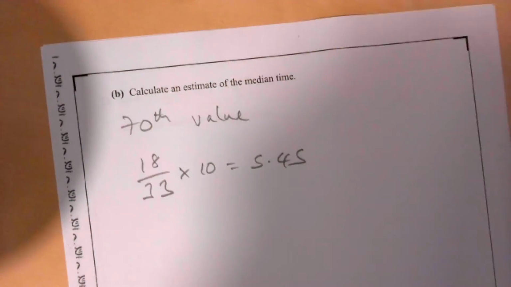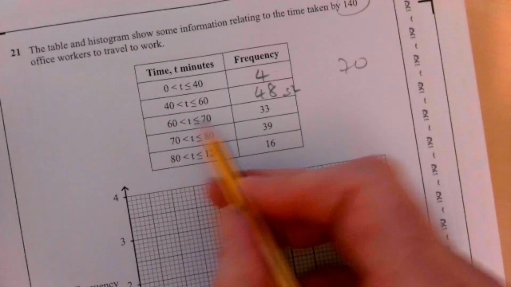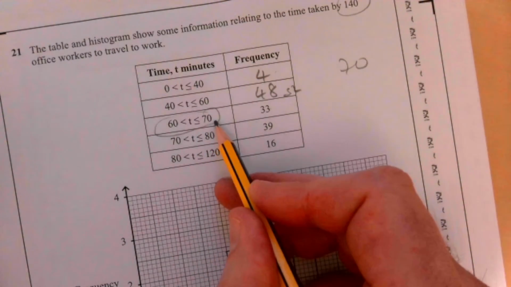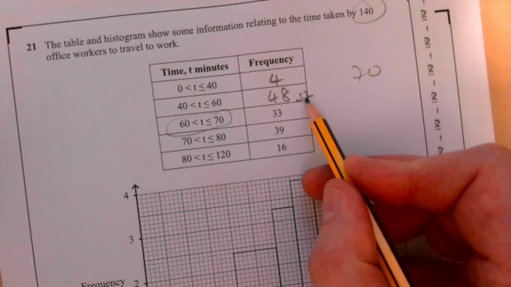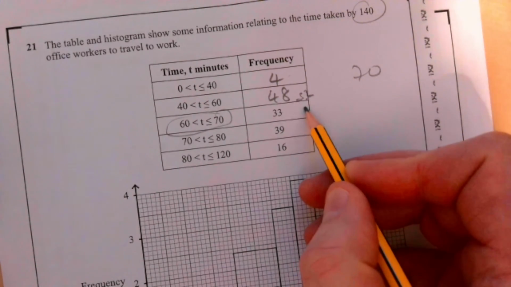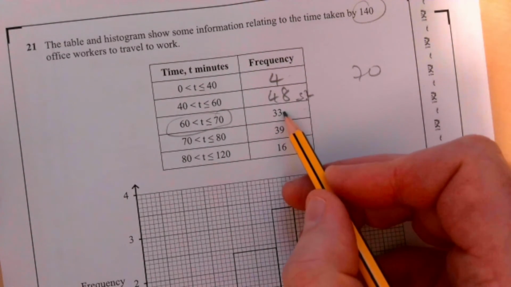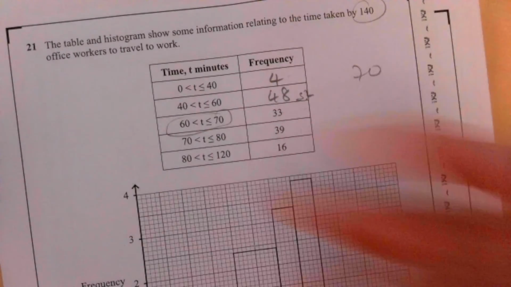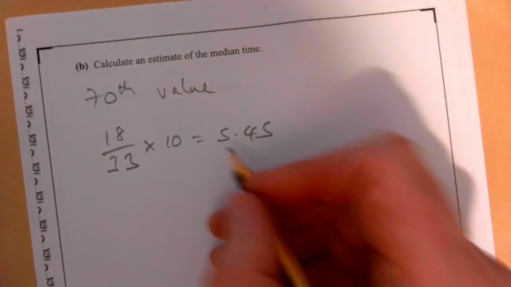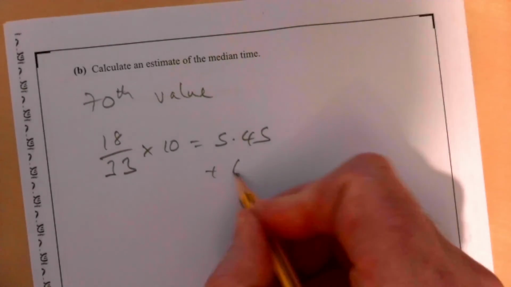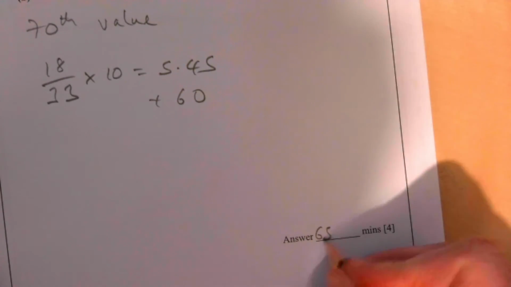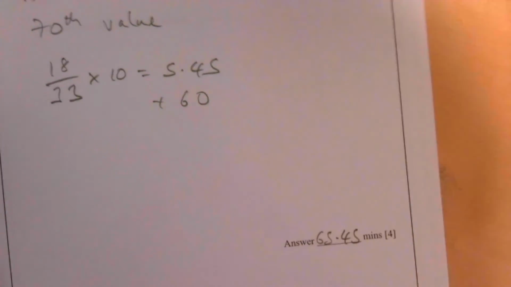So let's go back, see if this still makes sense. We need 5.45 of the way through this group, because we're on 52 here to get up to 70. We need then 18 33rds of the way through this group here. So that's 5.45. That starts at 60. So if we add then our 60 to that, we get 65.45.